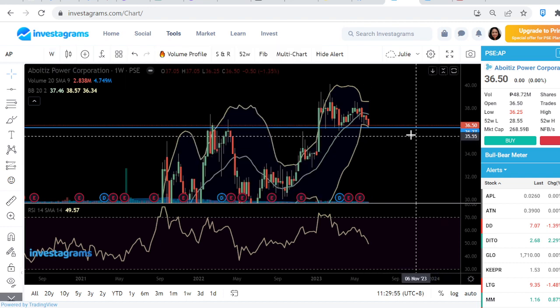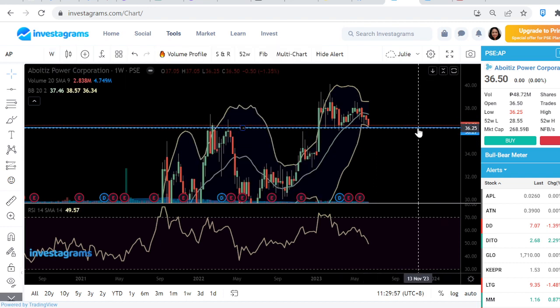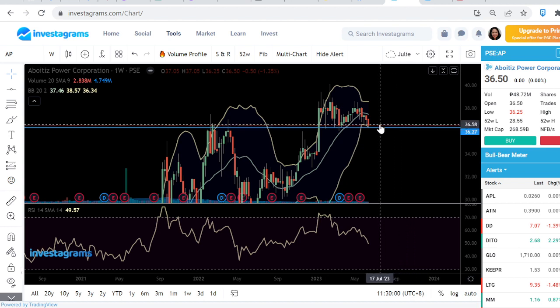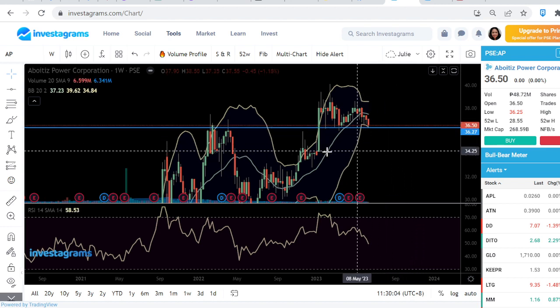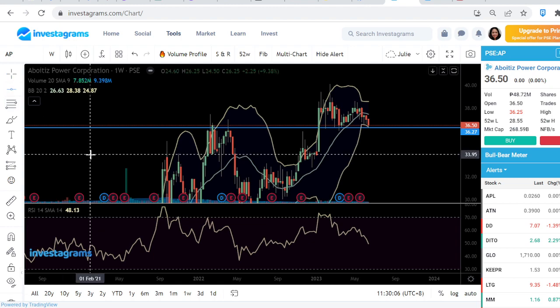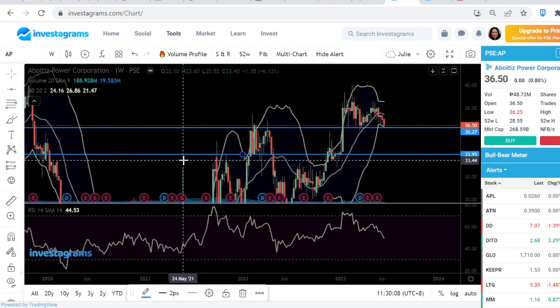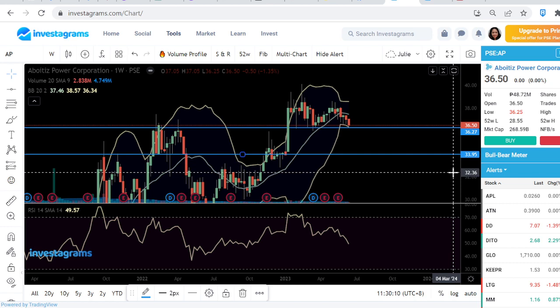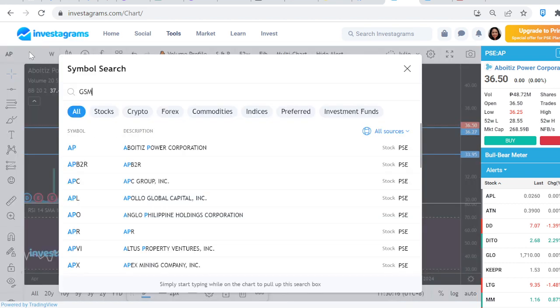So, yun ha. Tandaan nyo itong 36.27. Make or break deal yung area na yan. Otherwise, the moment that gets broken, ang layo ng babagsakan niya ha, 34. 34 ang nakikita kong sunod. Oo, 34 area, 33.95. The next stock is GSMI.